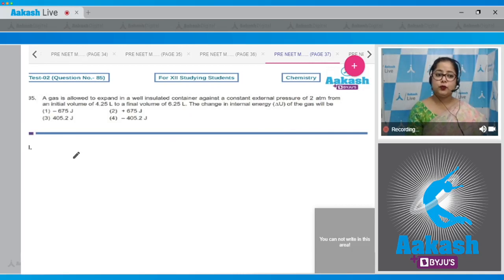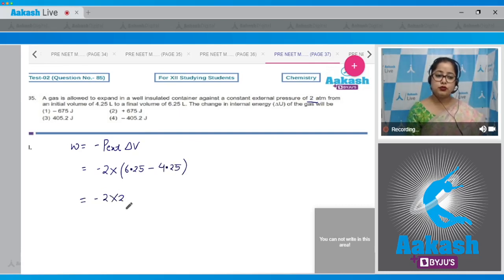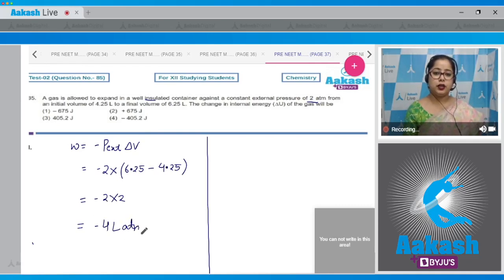So the formula to calculate work done is W is equals to minus P external delta V. The value of P external is given, which is 2 atm. So minus 2 into delta V. Delta V is final volume minus initial volume. So final volume is 6.25 minus initial volume, which is 4.25. So minus 2 into 2, which is equals to minus 4 liter atm.